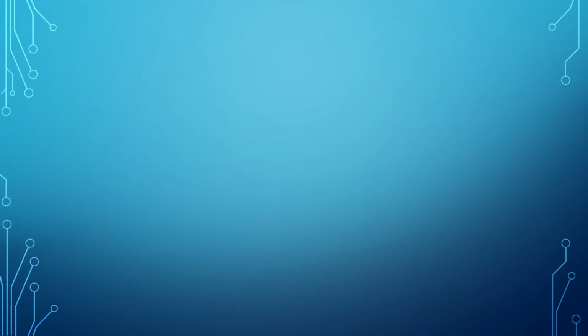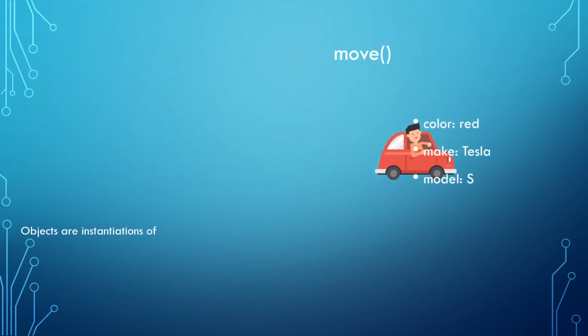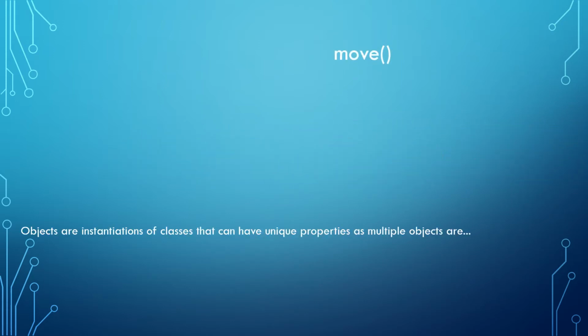Object-oriented programming is based on the concept of objects, which contain properties and methods. Objects are instantiations of classes that can have unique properties as multiple objects are.